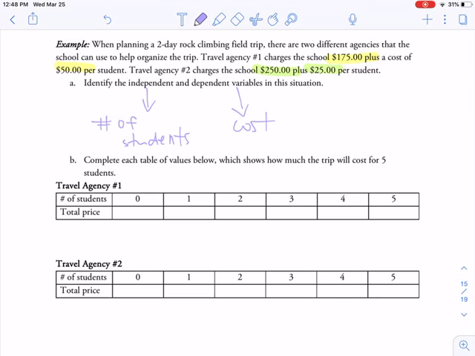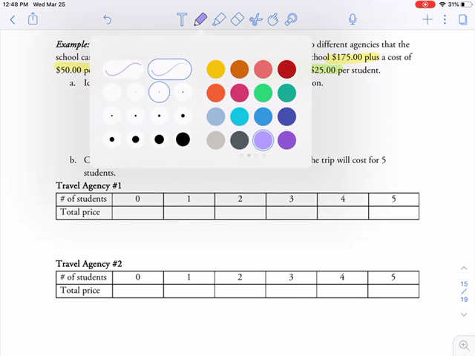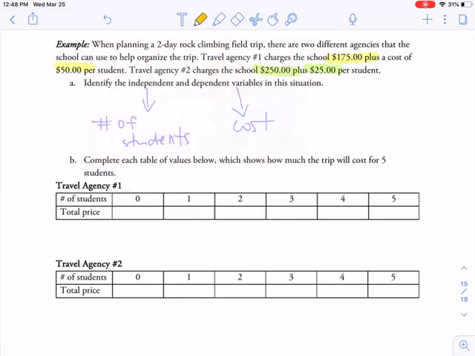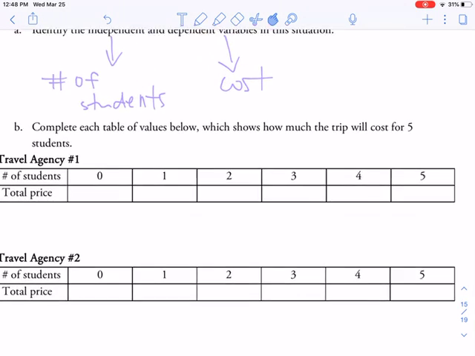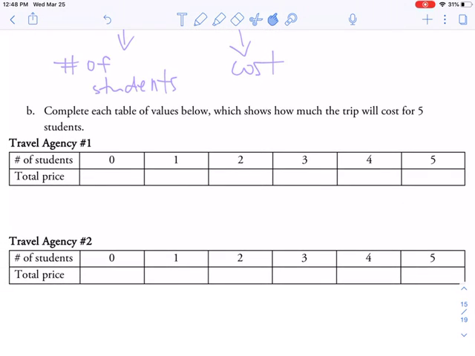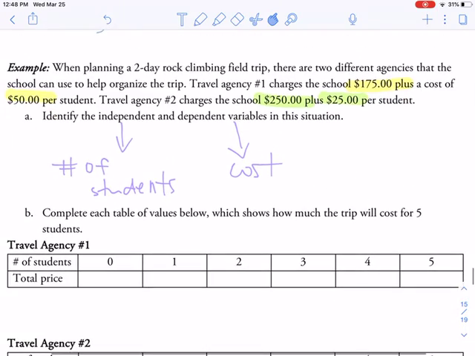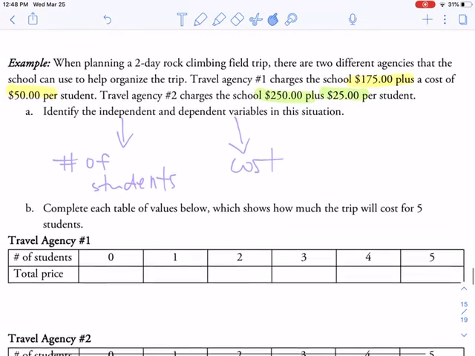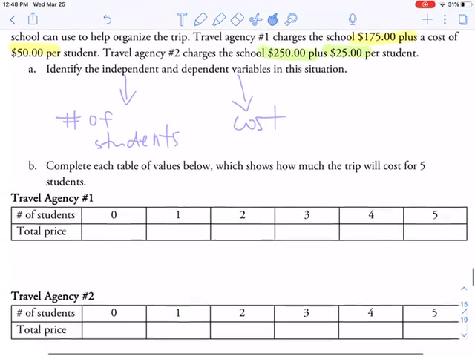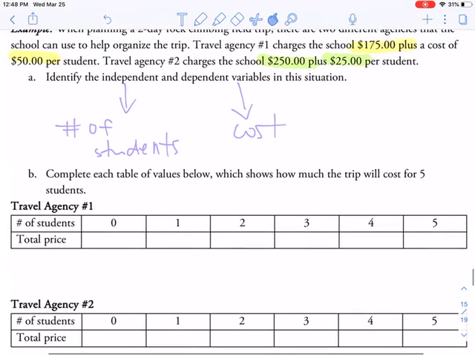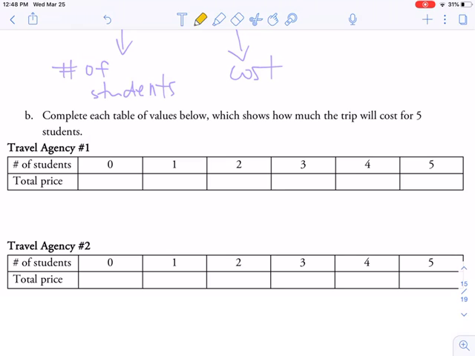Let's take a look at travel agency 1 and travel agency 2, and let's fill this in. I'm going to switch some colors again here. If you can't see this yellow very well, just tell me and I can rewrite this lesson. Looking at this information, we can see travel agency 1 charges the school $175 plus $50 per student. If there were no students coming, then this would cost them just $175 even.